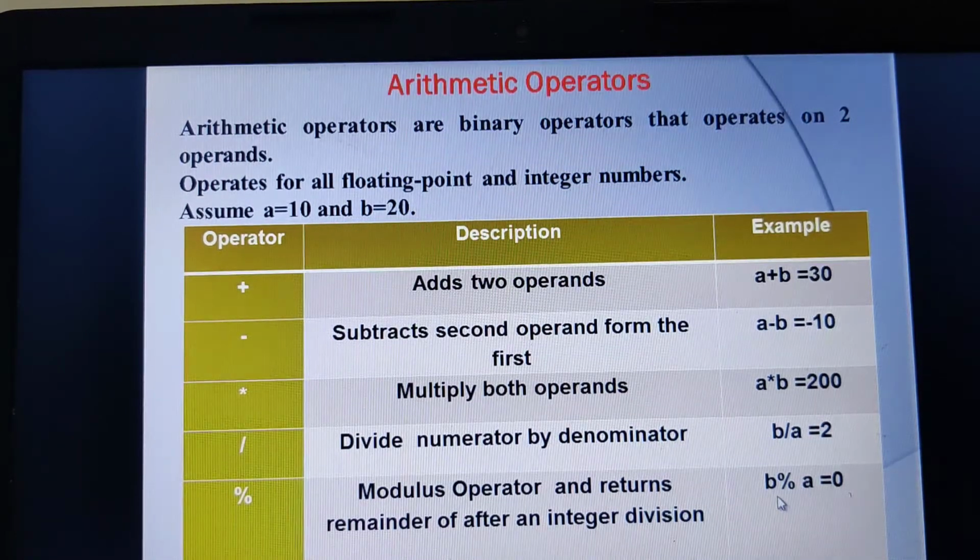So they have taken B mod A. B mod A means 20 mod 10. When you do 20 mod 10, we definitely get the quotient as 2, but what does the remainder remain? You do the division and see, the remainder we will get is 0. So this was all about the arithmetic operators, but still I am explaining one more different example.